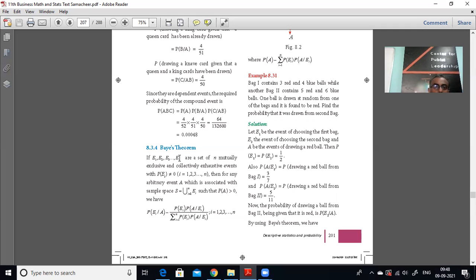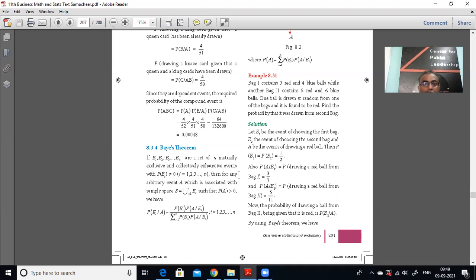Like that, E1, E2, E3 up to En are mutually exclusive events. Here we have only E1 and E2. You could have had 5 bags, 6 bags, 7 bags, and put balls inside all of them, then it will go up to En. So E1, E2, up to En are n mutually exclusive and collectively exhaustive events, and P of E1 is not equal to 0. That means choosing bag 1 cannot be an impossible event. You must be able to put your hand inside bag 1, inside bag 2, inside bag n.